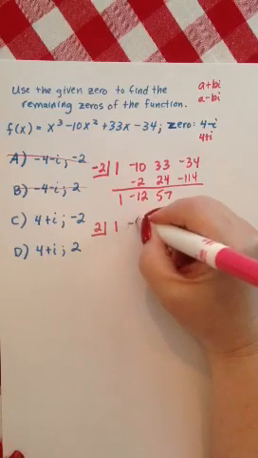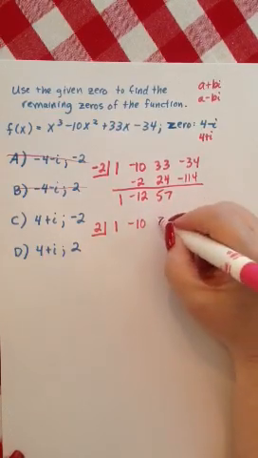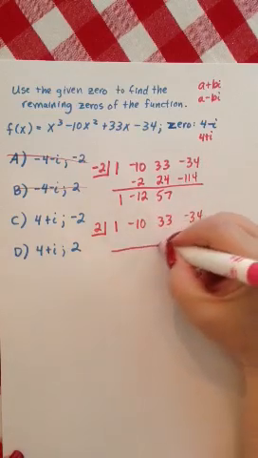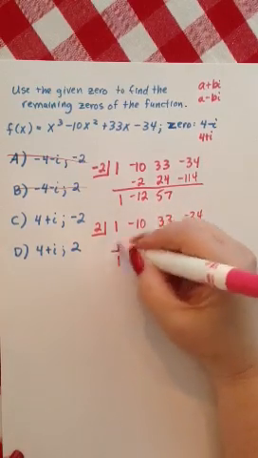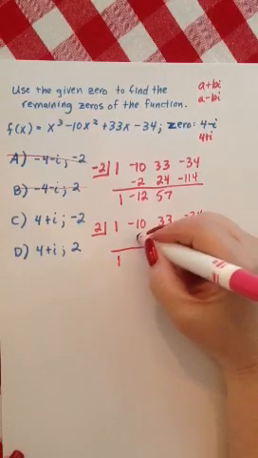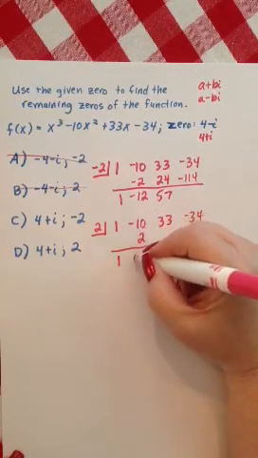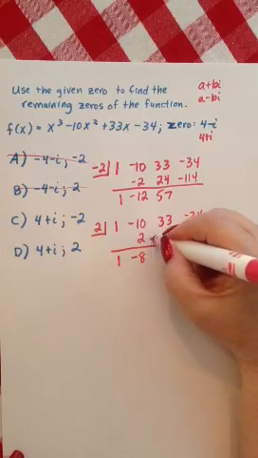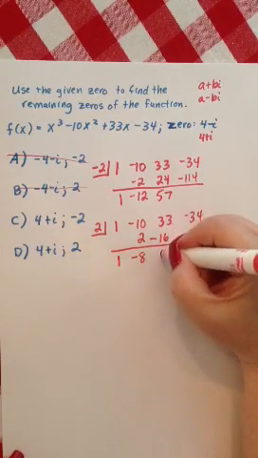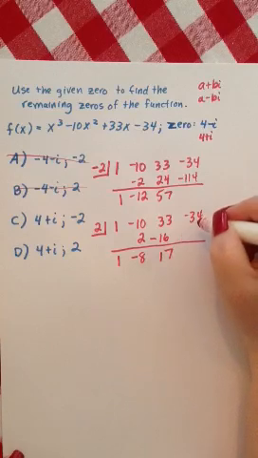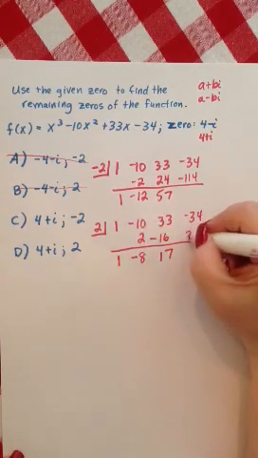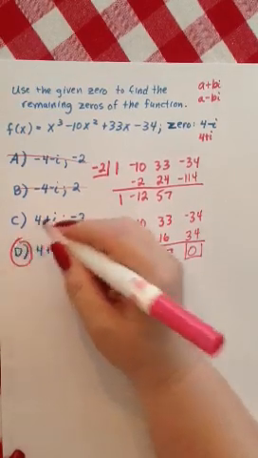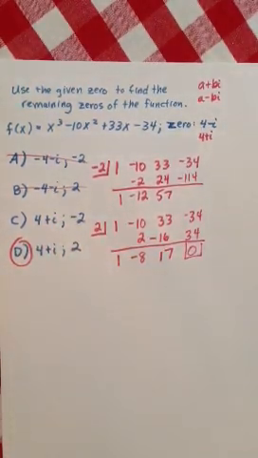So I put 1, negative 10, 33, and negative 34, because that didn't work at all. So I bring down the 1. 2 times 1 is 2. Add my column, and I get negative 8. 2 times negative 8 is negative 16, and I add my column, and I get 17. 2 times 17 is 34. Woohoo! That works. So there's my correct answer.